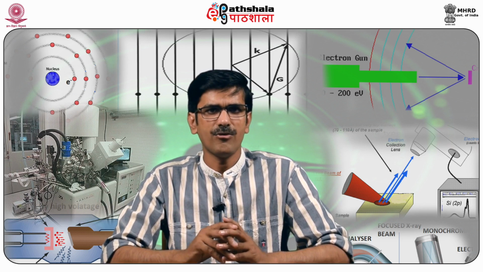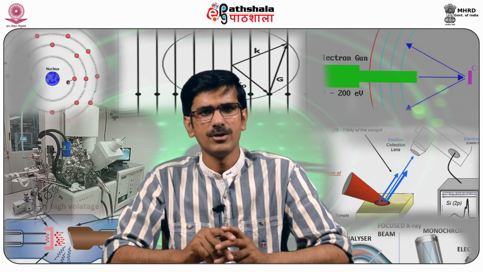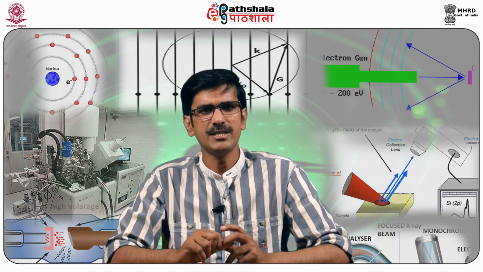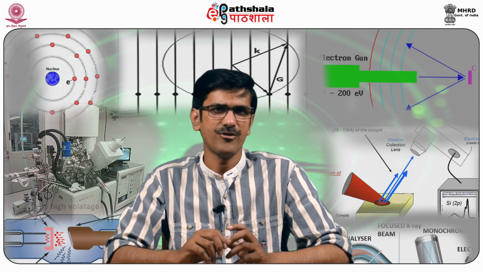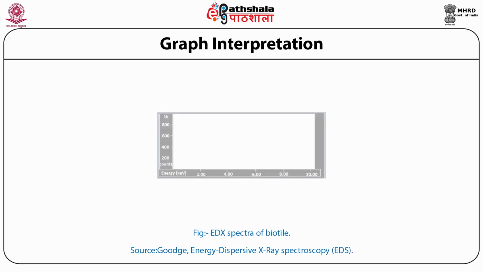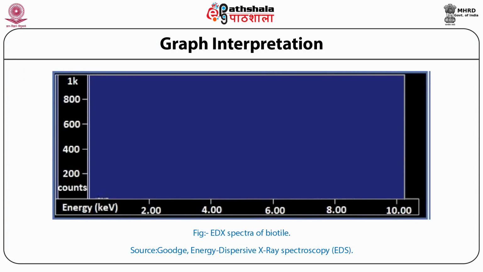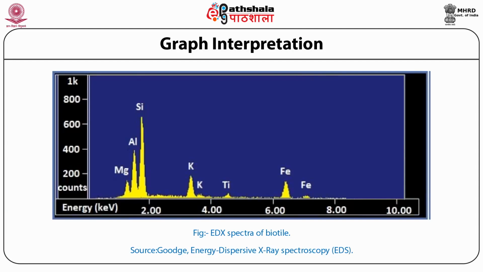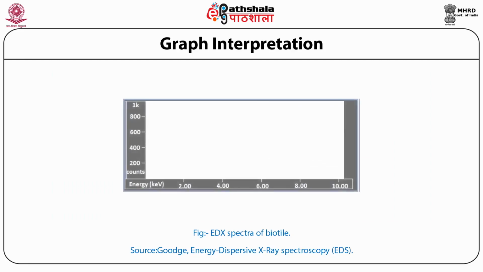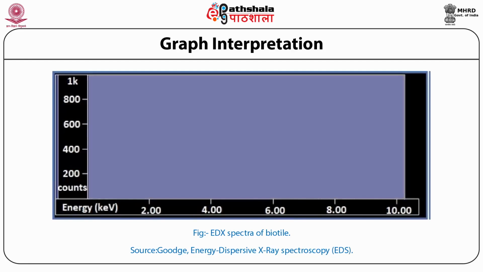The EDX spectrum of biotile is shown above. Students, you can easily see the different peaks of different elements. This is a typical picture of EDX spectra. This is a case study of biotile. Students, in this you can clearly see the different elements are highlighted or present. The graph is plotted in counts versus energy in electron volt. The various elements seen are magnesium, aluminum, silicon, potassium, titanium, iron, etc.